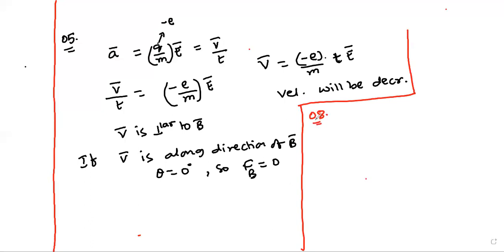Eighth one. A very long straight wire carries a current I at the instant when a charge plus Q at point P has velocity Vy as shown. The force on the charge is, firstly, we are having a straight conductor like this. Current is flowing. We are having a point P. Here it is point P. Here we are having a charge plus Q, which is moving.